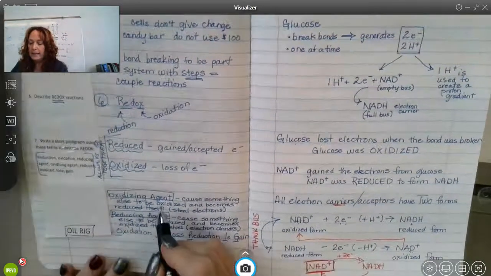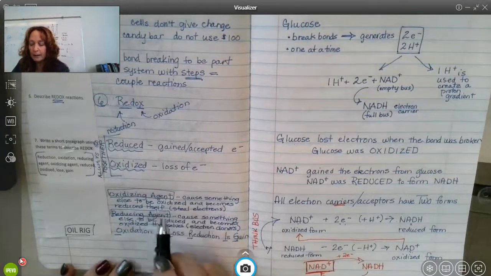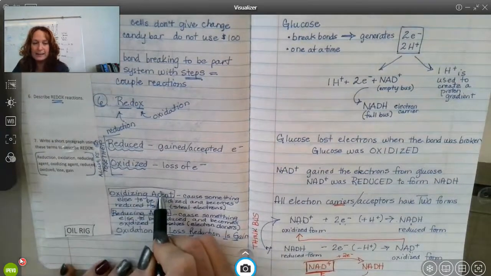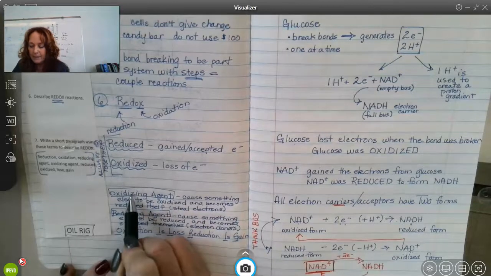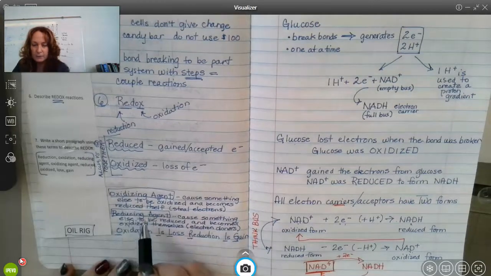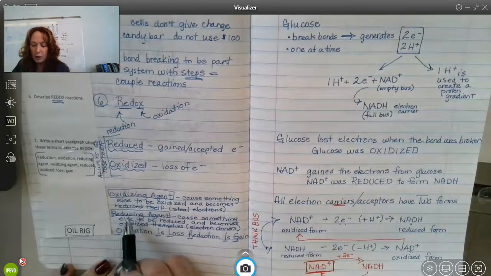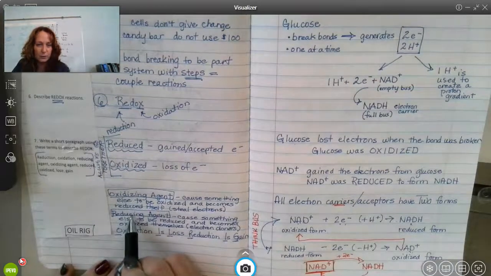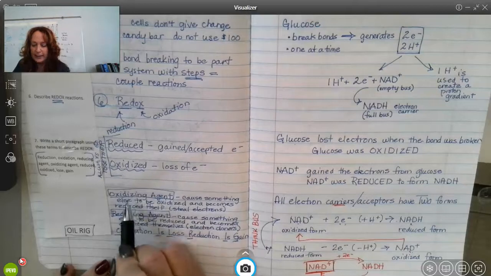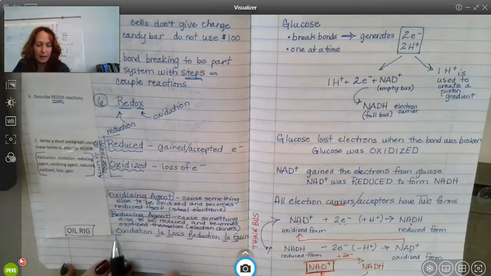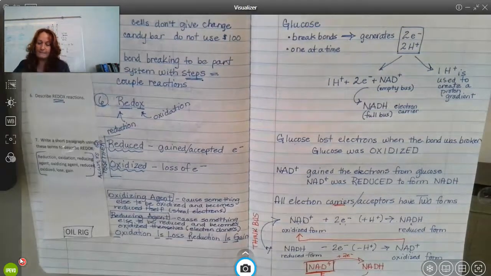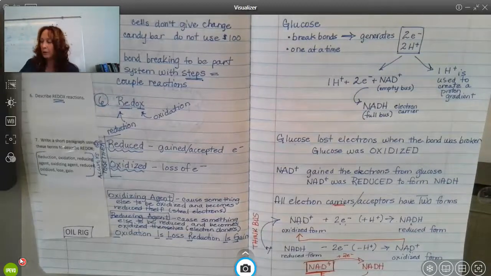But the agent is talking about the oxidizing agent. This is the process that it's causing in something else. So a reducing agent is causing something else to be reduced. An oxidizing agent is causing something else to be oxidized. All right, so there's that other little half.